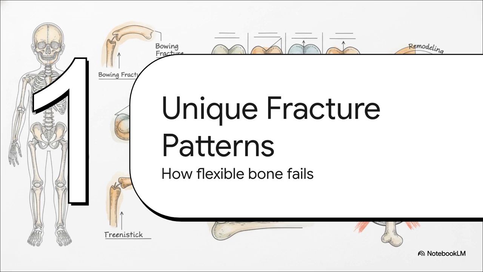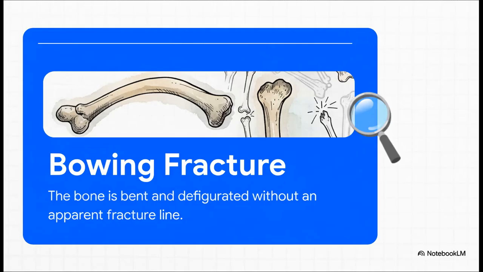Let's take a look at the three main types. First up, we have the bowing fracture. The best way to think about this is to imagine bending a green twig. It holds that new bent shape, right? That's pretty much what happens here. The bone undergoes what we call plastic deformation. It bends, but there's no visible fracture line. It's a perfect example of just how elastic these bones are.